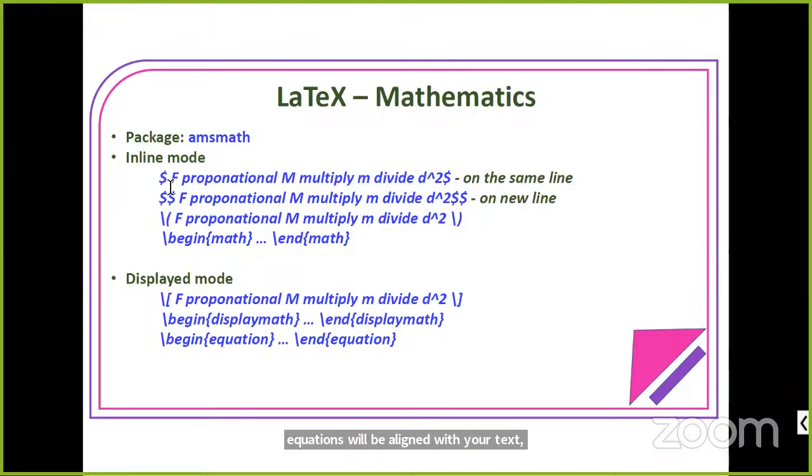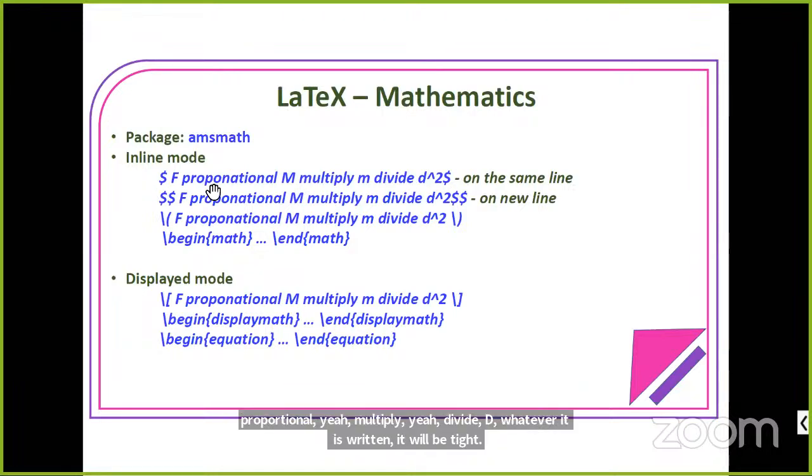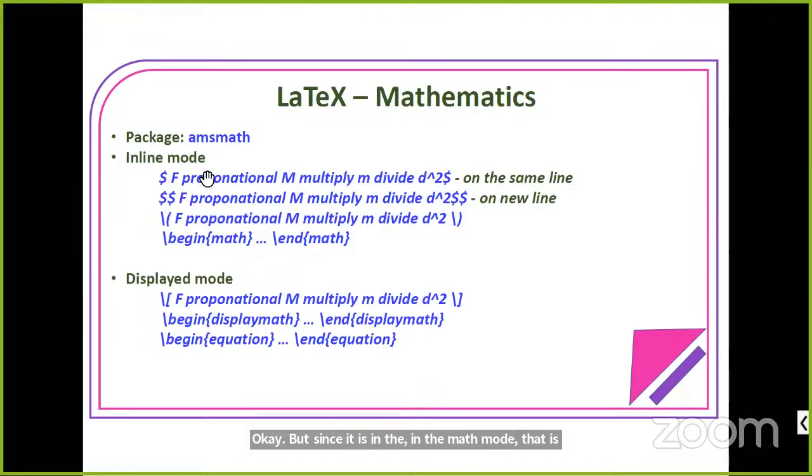So for that, first you have to use a dollar symbol. The dollar symbol is used for inline mathematics. It tells that we are entering into math mode. For example, if there is no dollar symbol, then what will be typed is F proportional m multiply m divide d by d, whatever is written. But since it is in math mode, that is between the dollar signs, for proportional there will be an alpha symbol inserted, and F will be inserted like a letter.